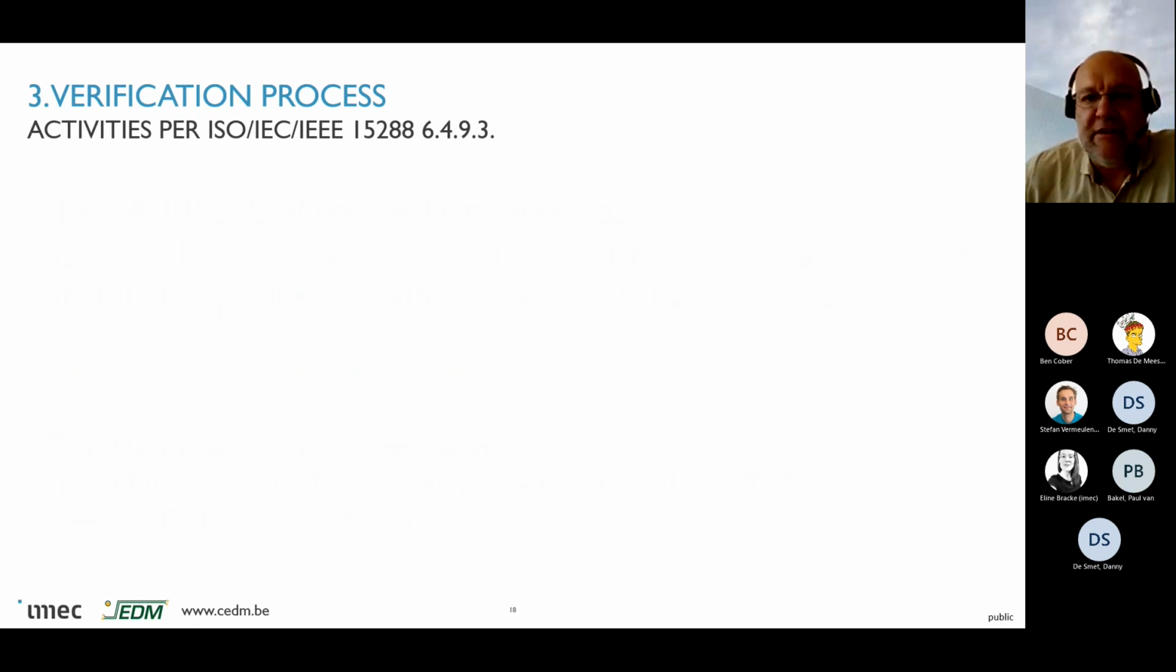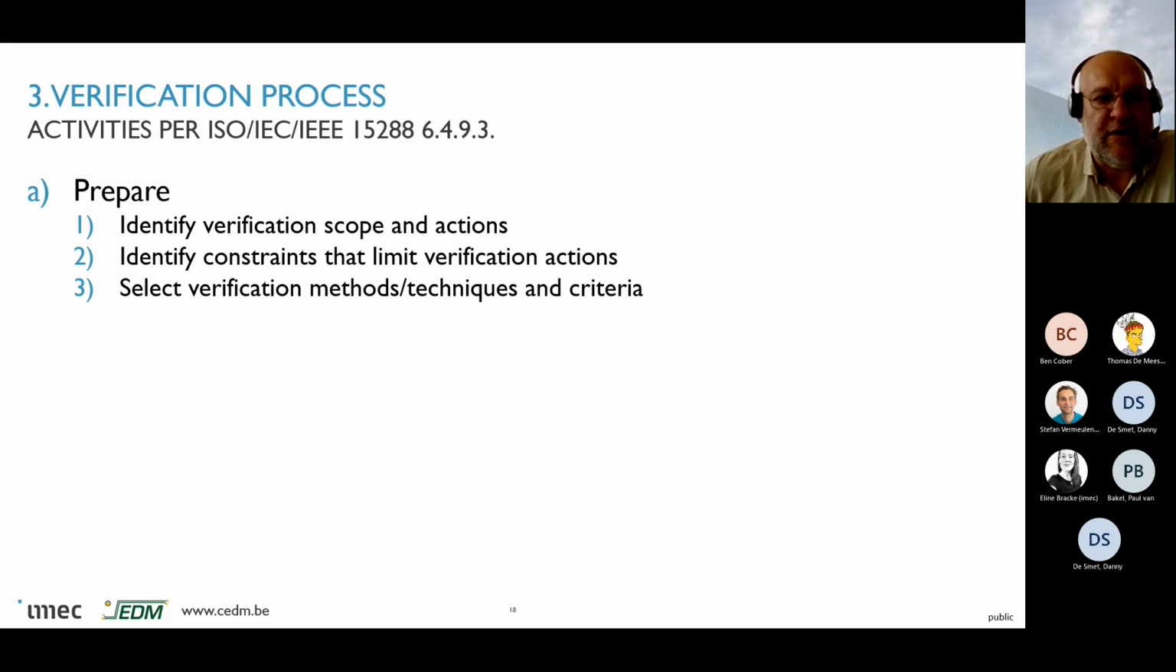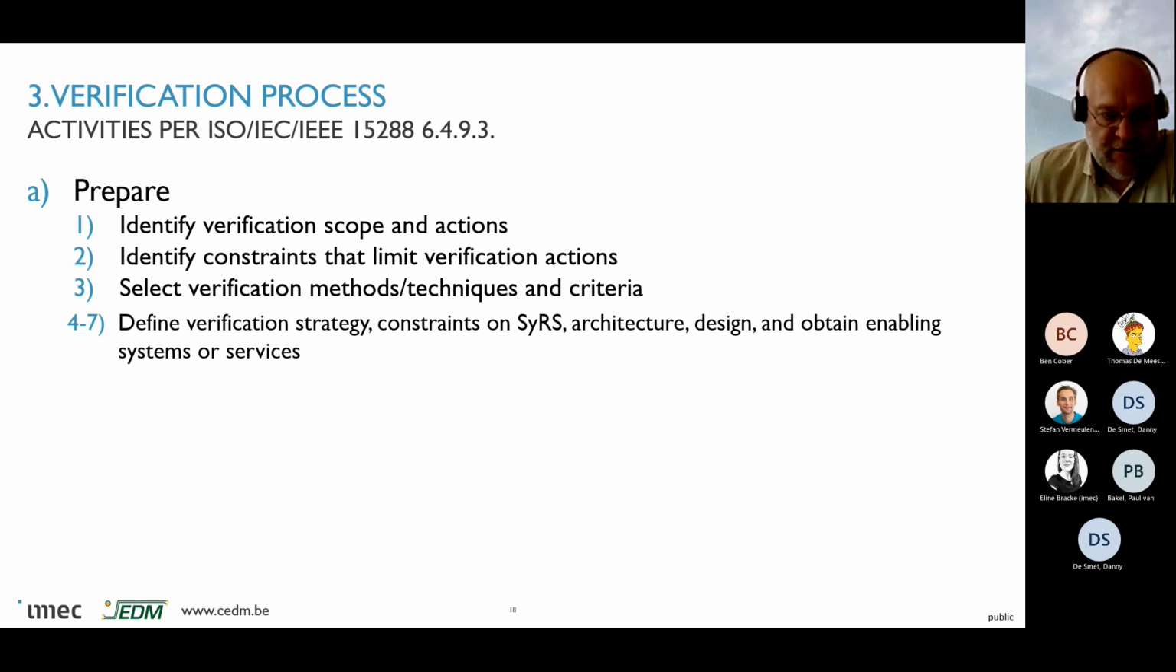The activities in the verification process again start with the preparation. We have to identify what we actually are going to verify and how we're going to do that. Identify certain constraints which limit what you can verify or what you can do in the verification process, and then select the methods, techniques, and criteria for the verification itself. And again, strategy, architecture, strategy and obtaining the enabling systems.